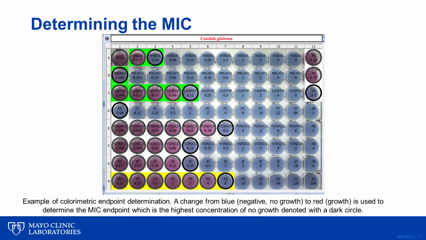The echinocandin drugs, anidulafungin, micafungin, and caspofungin, are shown in the top 3 rows with the endpoint for each drug circled. For anidulafungin, the endpoint is 0.03 micrograms per milliliter. For micafungin, the endpoint is 0.008 micrograms per milliliter. And for caspofungin, the endpoint is read as 0.12 micrograms per milliliter.